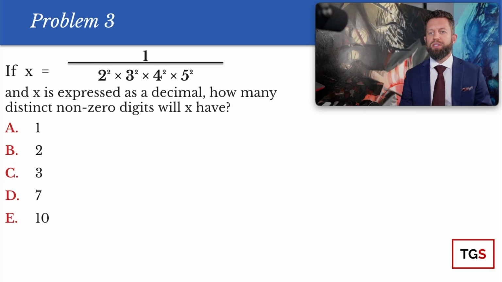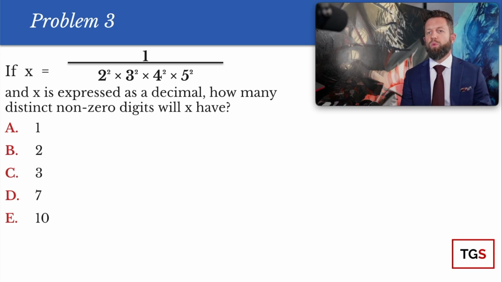The problem says x equals 1 divided by a ton of stuff. So that ton of stuff is basically a fraction. X equals 1 is the numerator of the fraction, and then the denominator of the fraction is 2 to the second power times 3 to the second power times 4 to the second power times 5 to the second power. I'll read that first part again.